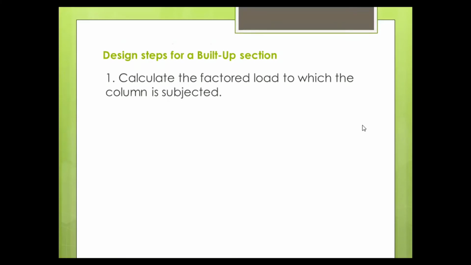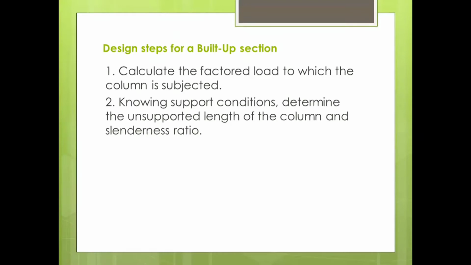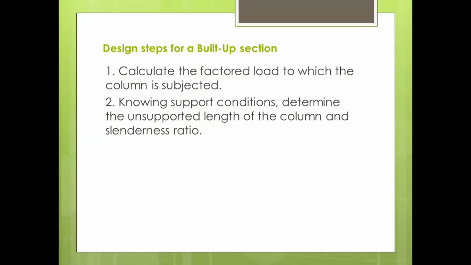So here, the first step is, as usual, calculate the factored load to which the column is subjected. Now, knowing the support conditions, determine the unsupported length of the column and slenderness ratio. Referring to the tables in IS 800, we first have to find the effective length using boundary conditions, and then the slenderness ratio, KL by R minimum.